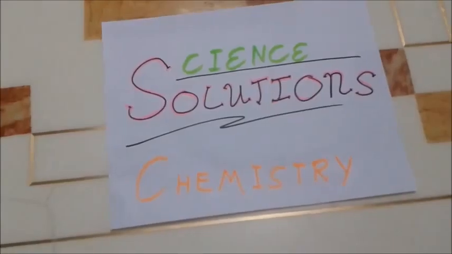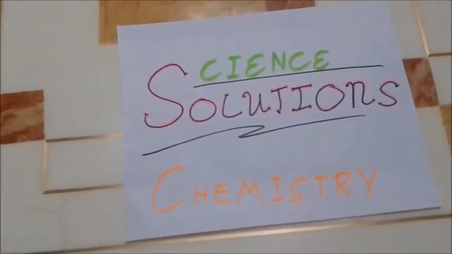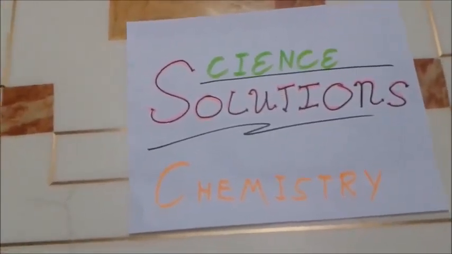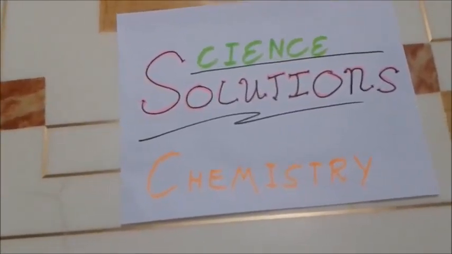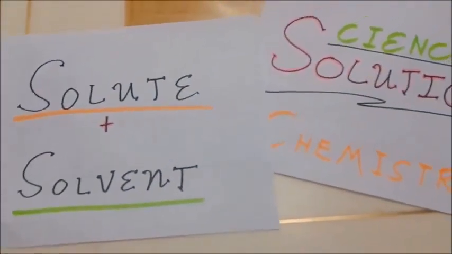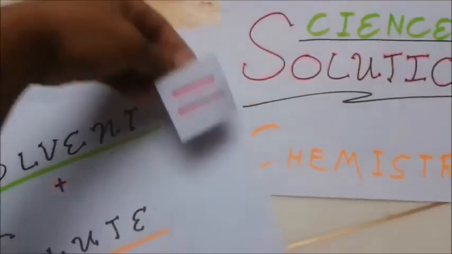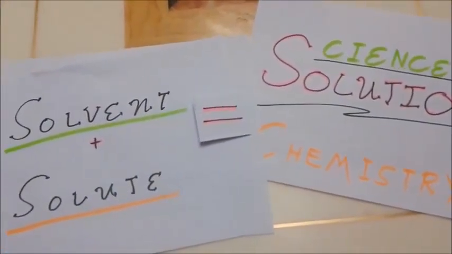So the first thing you need to know about a solution is that it is a homogeneous mixture composed of one or more solutes being dissolved by a solvent. Now we know that a solution is composed of two substances called a solute and a solvent, or a solvent and a solute. Either way, it's a solution.